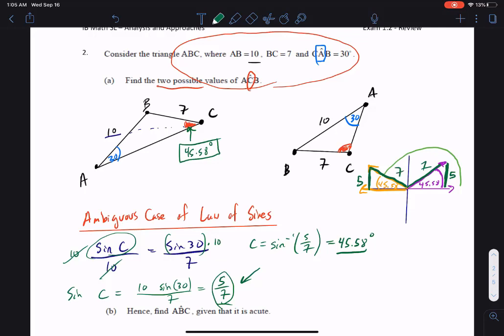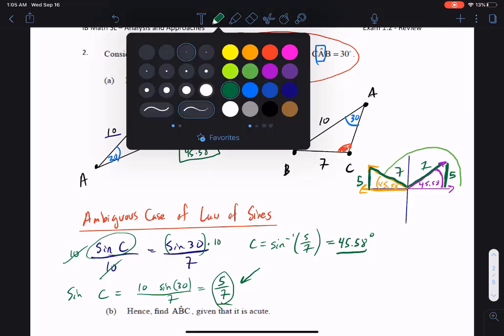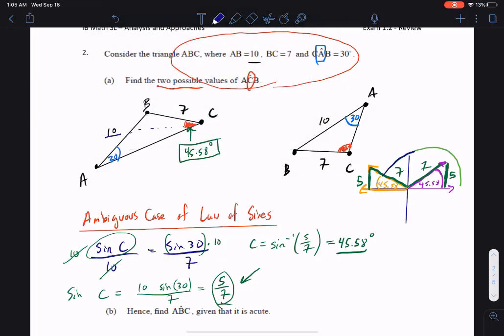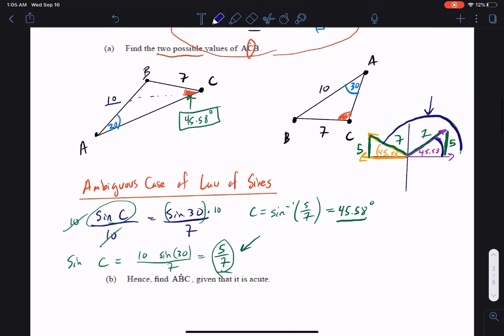So the sine of this blue angle is also 5 over 7, just like it is for this little angle here, which is 45.58. So to find the bigger, obtuse angle, you take the angle you already know, which is 45.58, and subtract it from 180. So here's another possible angle. It's 180 minus 45.58.